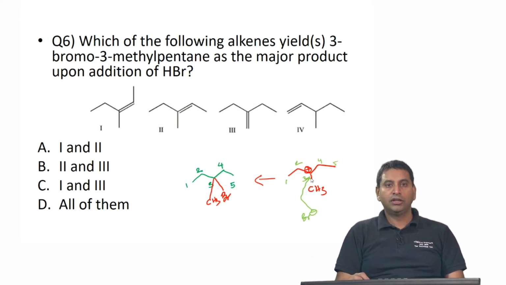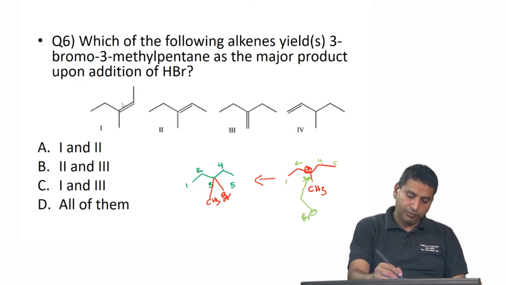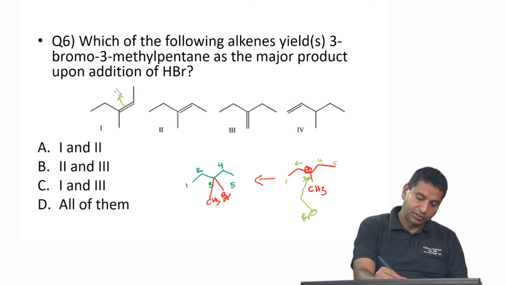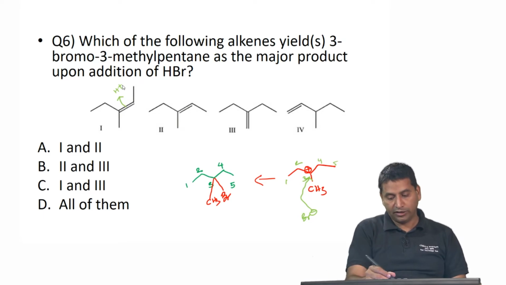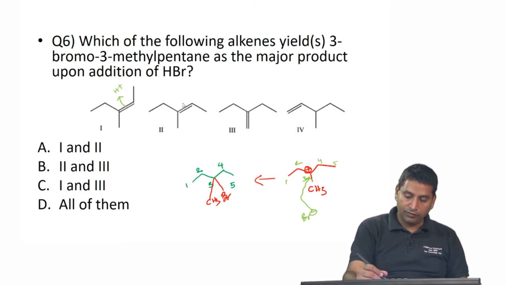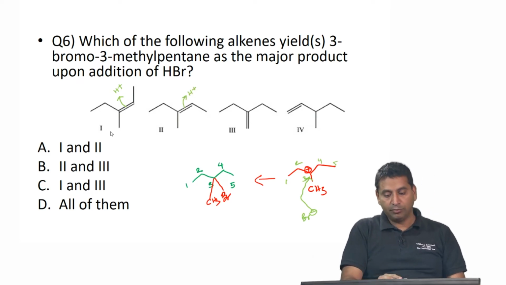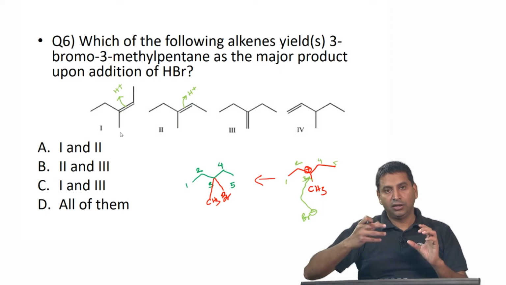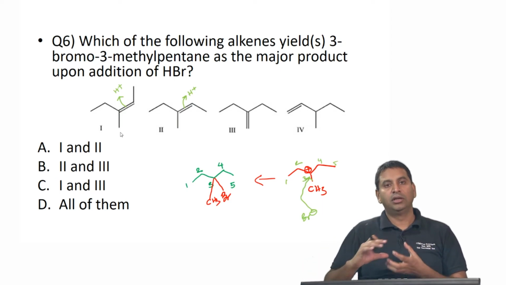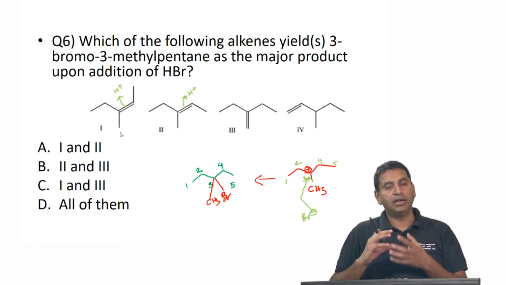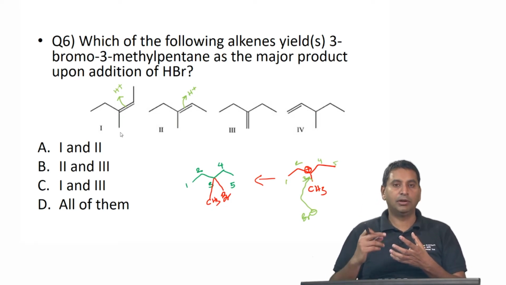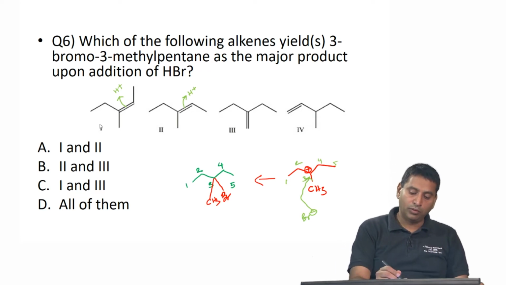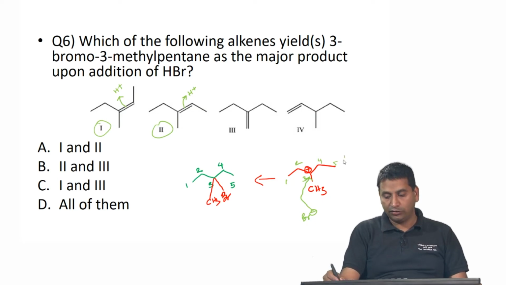Looking at these structures, I would argue that if compound 1 reacts with H plus, then it could generate this carbocation. If compound 2 reacts with H plus, right. Remember, the relationship between compound 1 and compound 2 is that they are cis trans isomers, but once we break the double bond, the stereochemistry is lost and you get a freely rotatable carbon-carbon bond. So both compound 1 and compound 2 would generate exactly the same carbocation as shown here.